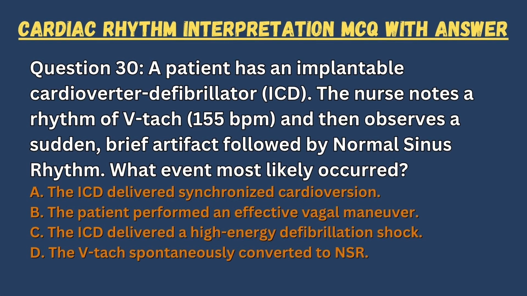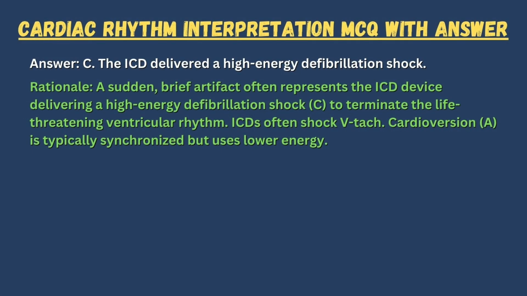Question 30. A patient has an implantable cardioverter defibrillator, ICD. The nurse notes a rhythm of V-Tach, 155 beats per minute, and then observes a sudden, brief artifact, followed by normal sinus rhythm. What event most likely occurred? A. The ICD delivered synchronized cardioversion. B. The patient performed an effective vagal maneuver. C. The ICD delivered a high-energy defibrillation shock. D. The V-Tach spontaneously converted to NSR. Answer. C. The ICD delivered a high-energy defibrillation shock.